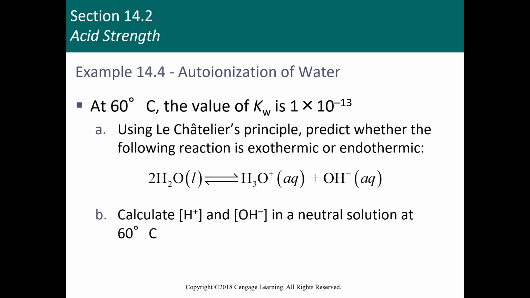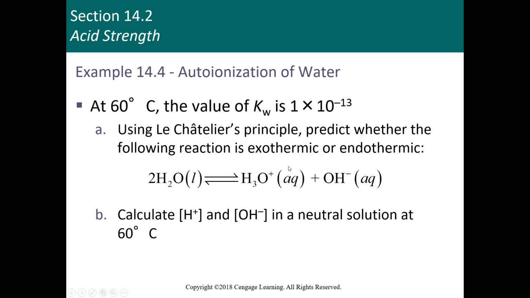So at 60 degrees Celsius, our value of Kw would be 1 times 10 to the negative 13th. So let's use Le Chatelier's principle to predict whether the following reaction is exothermic or endothermic. Remember, our Kw is product of reactants. And so this Kw right here is, again, a larger number than it was before, right? It was 10 to the negative 14 before, it's now 10 to the negative 13.